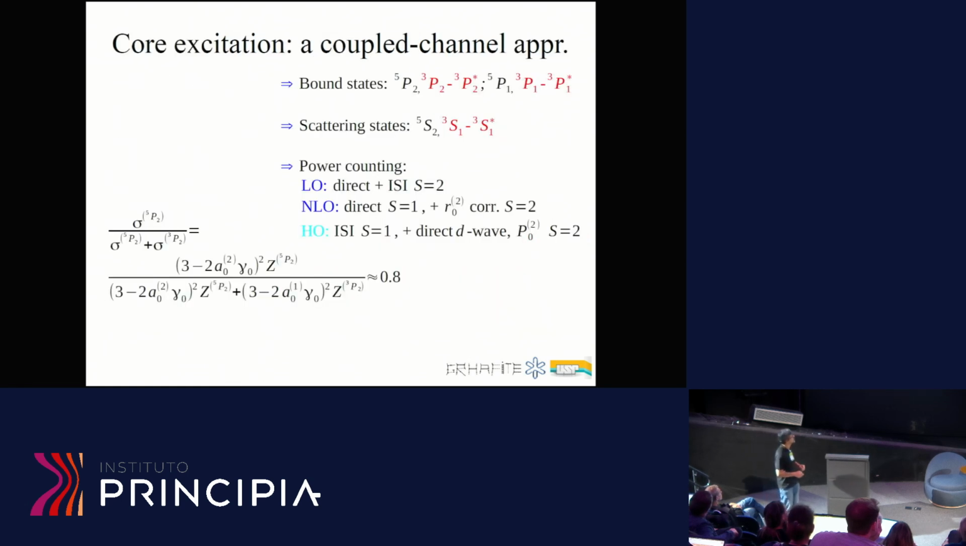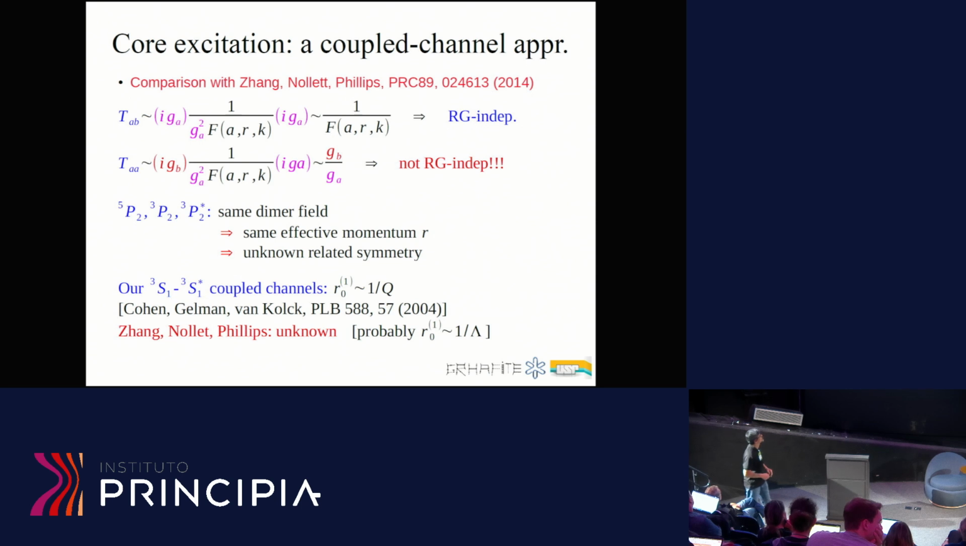But anyway, what I was trying to say is that this core excitation energy plays basically no role at very low energies, and it starts to be seen as relevant close to the 5P3 resonance, but it's still a minor effect and could be handled in perturbation theory.